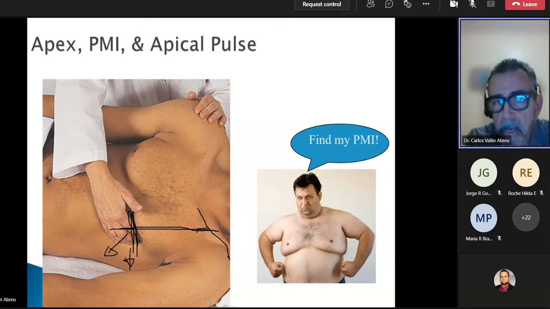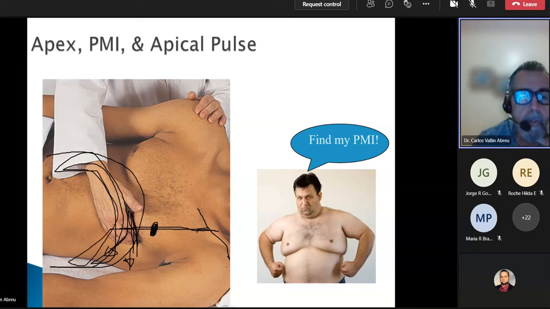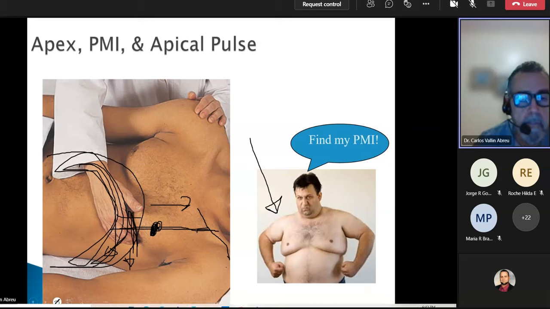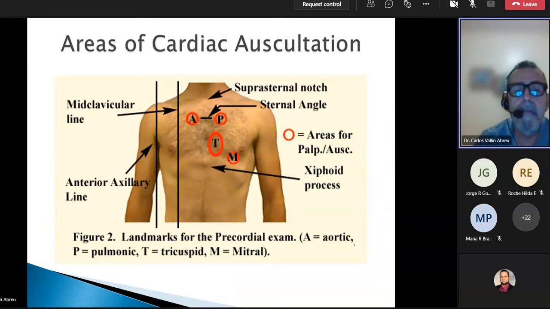Every rule has exceptions that confirm the rule. For example, if you have a child, the position is a little higher, in the fourth intercostal space. If you have a pregnant woman at term, with a womb that is pushing the heart upward, the apex could be in the fourth intercostal space. And if you have a very obese client, finding the PMI is practically impossible. This place where the PMI is, is the same place where we auscultate the mitral valve.